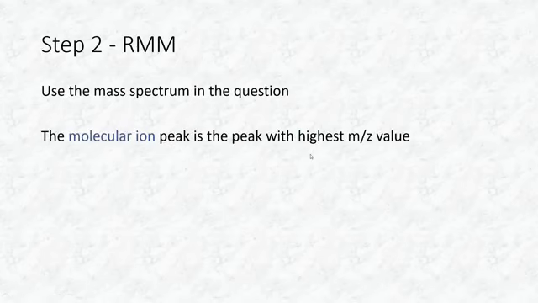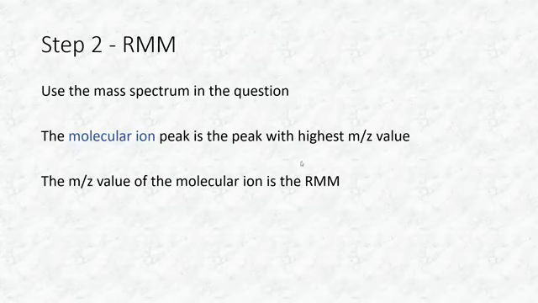Step 2 is the relative molecular mass, and we use the mass spectrum that we're given in the question for this. What we need to know from this is the molecular ion peak is the peak with the highest m over z value. The m over z value of the molecular ion is the relative molecular mass of our compound. Usually. Why do I say usually? Well, almost every time it is. We're going to actually go through a tricky question after we've talked through the process where it's not exactly correct in that case, but we'll see how to resolve that.